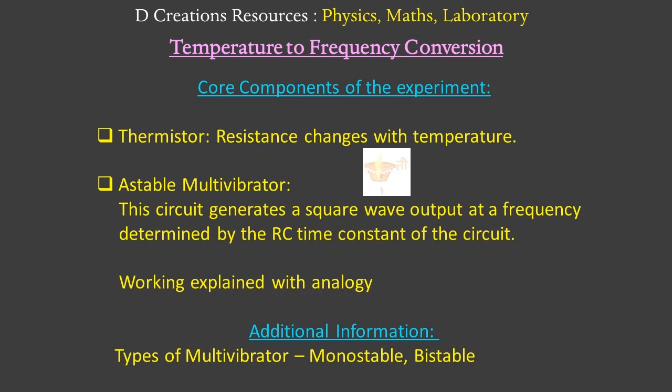So as expected, the core components are going to be a thermistor and an astable multivibrator. Let us talk about these individually and then continue. So what is a thermistor? As you can see, the name is composed of two words, thermally changing resistor. So these are electrical resistors usually made up of metal oxides with semiconductor properties. So these are ceramic semiconductors which show non-linear or exponential changes in their resistance with changes in temperature.